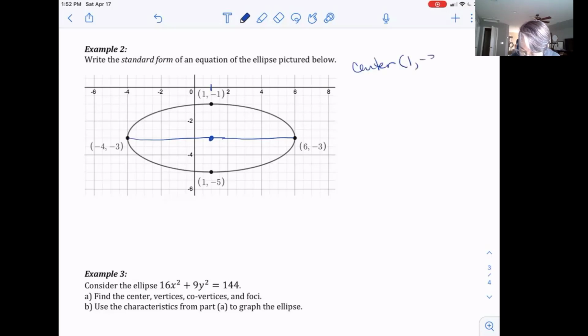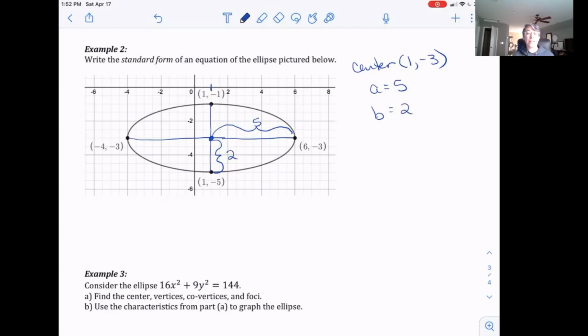of (1, -3). You can also do it using the minor axis if that's easier. Find the distance there, which I think is a total of 4, so it goes down 2. So we have a center of (1, -3). Then we have to find our a value, the distance from center to the vertex. So from 1 to 6, that looks like 5 units. And then the distance from the center to the co-vertex, that looks like, what, 2 units?